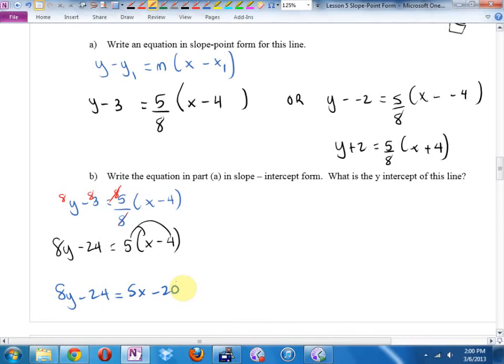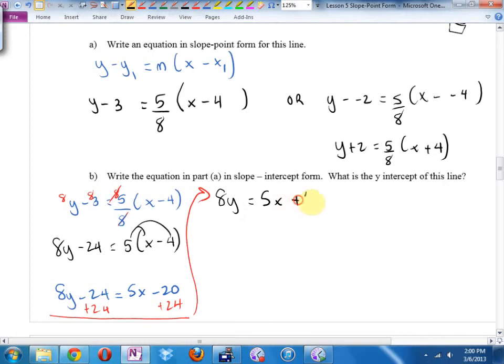Okay, so I have no like terms on the left side or on the right side. I just have a single x on the left, single x on the right, single constant on the left, single constant on the right. Now we're going to do our adding and subtracting. We're trying to get the y by itself, so I guess I need to plus 24, yes? And I'll get 8y equals 5x plus 4.